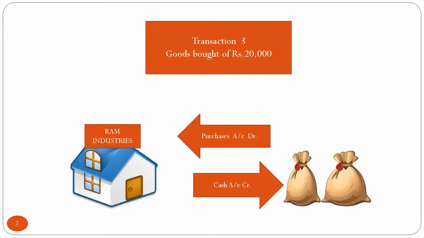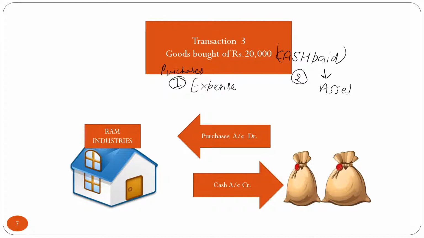In transaction number 3, the goods are bought for rupees 20,000 for cash. So purchases is the one side or effect of this transaction and cash payment is another effect of this transaction. First effect and second effect. Purchases is an expenditure and cash is an asset. For an asset we use the real account rule and for expenses we use the nominal account rule.